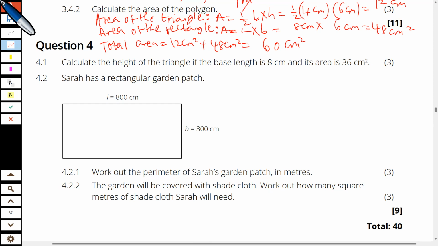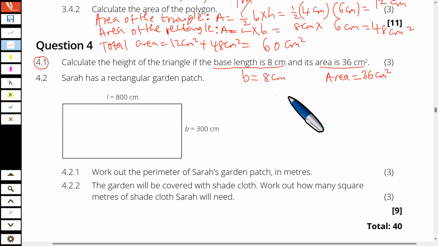Kind of struggling here. All right, that's fine, because that's why you're here. We're here to train you so that you become a warrior in mathematics, that you become a mathematician. To calculate the height of the triangle, if the base length is 8, it means the base is 8 centimeters. And the area is this, so it means the area is 36. Which means therefore the area is half base by height.